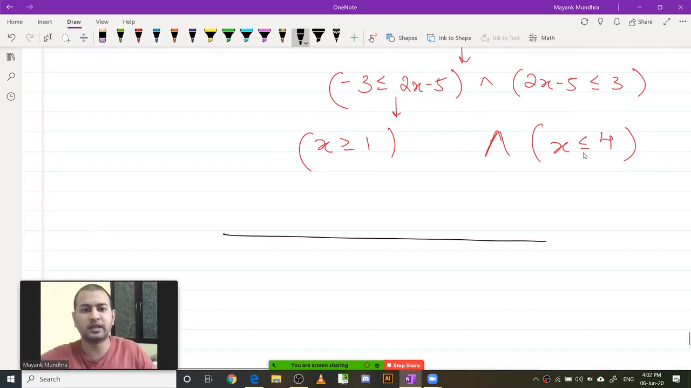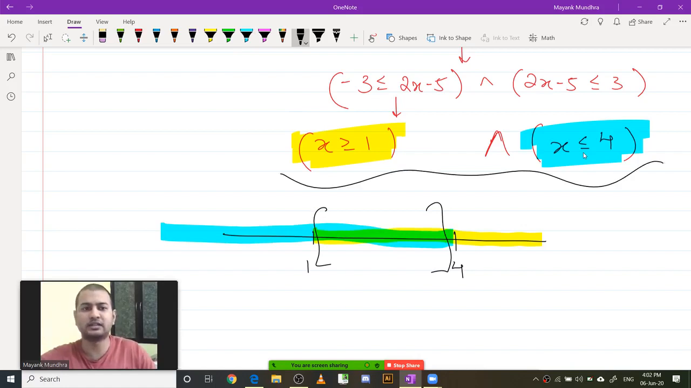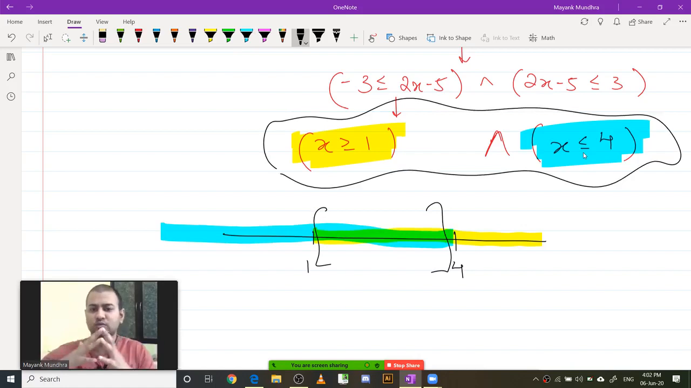So x should be greater than or equal to 1 and x should be less than or equal to 4. On the real number line, this is your 1, this is your 4. x greater than or equal to 1 means this region, and x less than or equal to 4 means this region. So the intersection is this region. The AND condition is satisfied for the intersection of the two sets. So the intersection set is x belonging to 1 to 4.